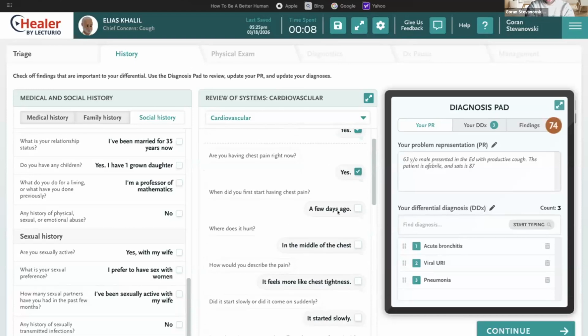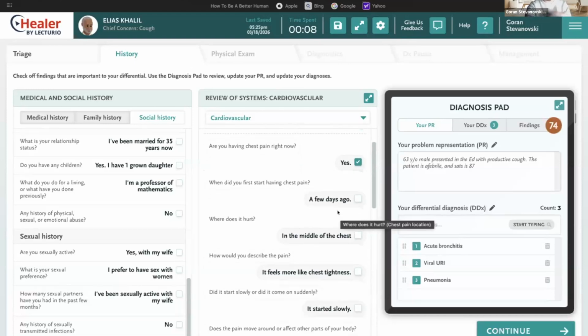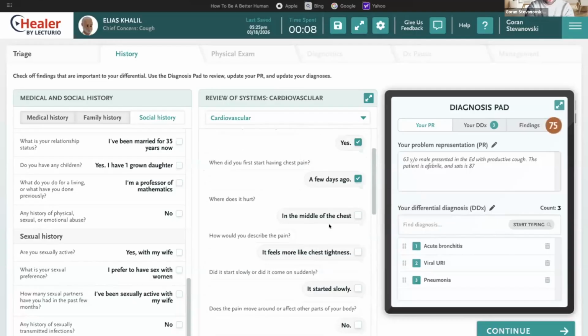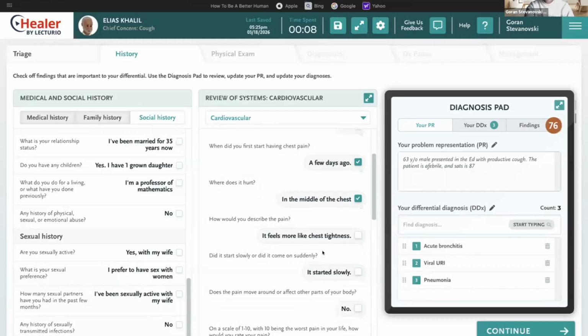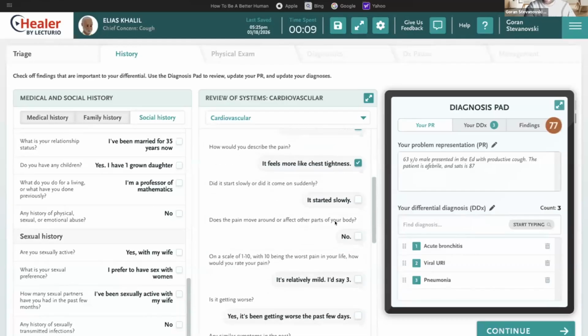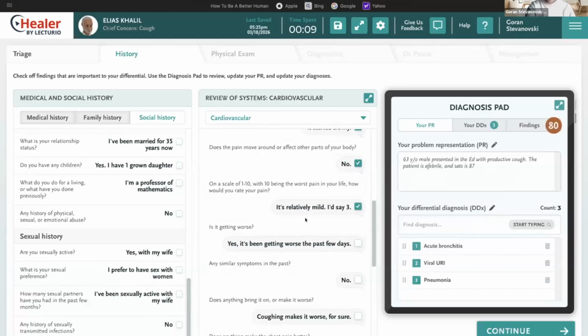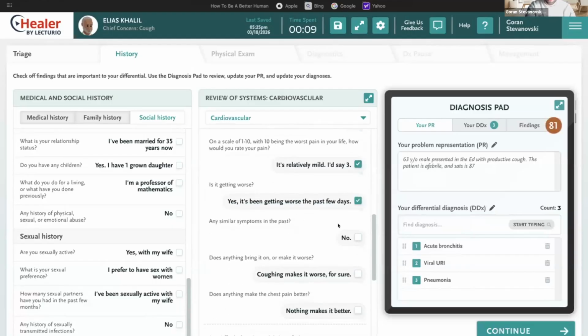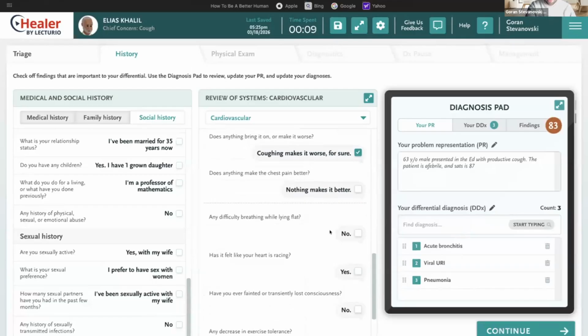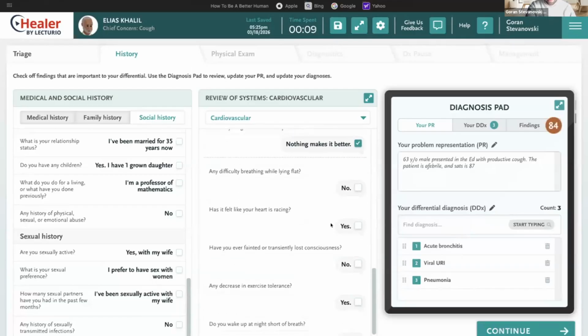So he is experiencing chest pain now, with the coughing and wheezing and COPD. This could be something, but it could also mean that he has a cardiovascular event. So we don't want to miss this. The chest pain started a few weeks ago. It's in the middle of his chest. It's more like tightness that started slowly, but no pain in other parts of the body, and it's mild pain, around 3. No similar symptoms in the past. Coughing makes it worse, and nothing makes it better.